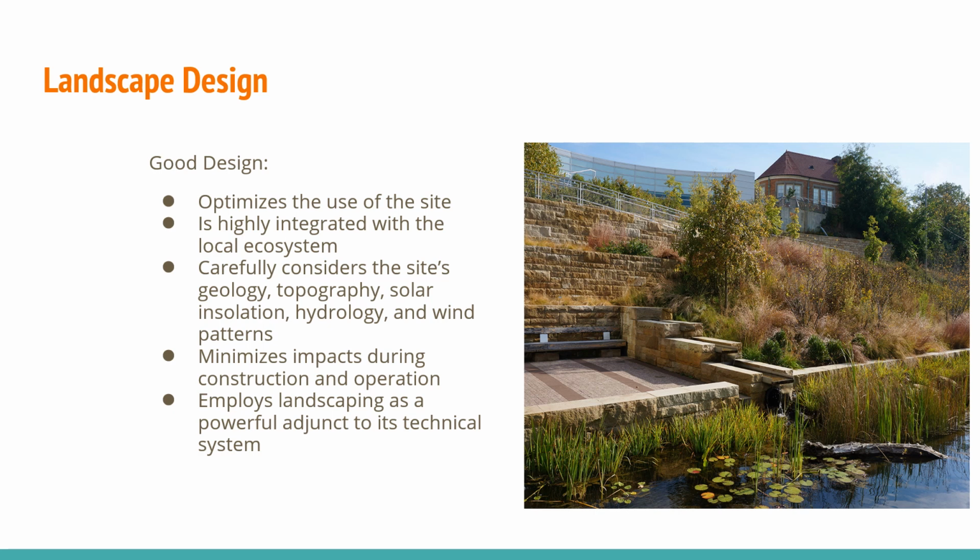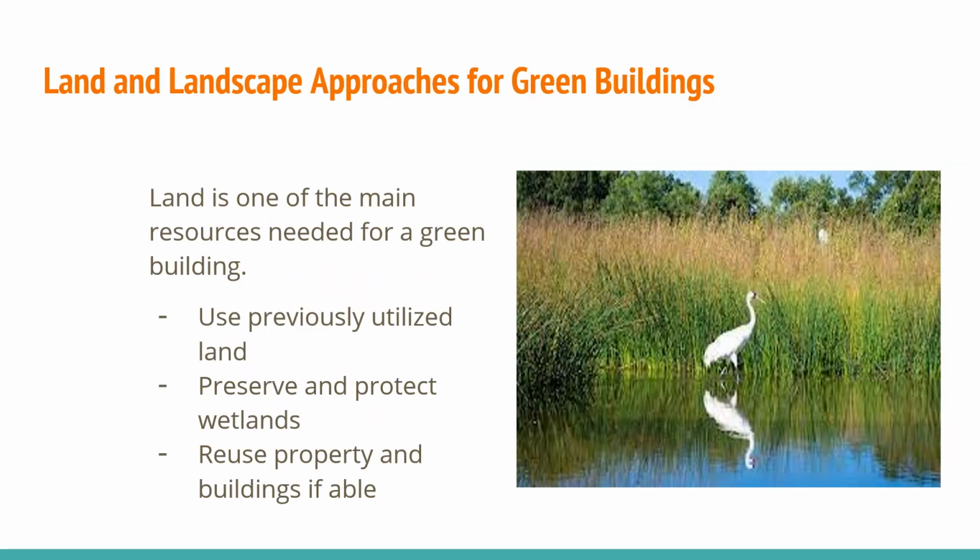We're making sure that the building is oriented so that the sun can effectively, passively heat and light it. We're looking at minimizing impacts during construction and operation, and we're employing landscaping as an adjunct to the technical system. What we mean by that is that we're using the natural environment to support the built environment. We'll go over a little bit more of what those two mean later on. But for now, let's move on to the approaches for green building landscapes.